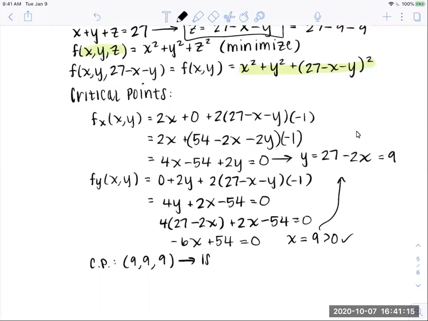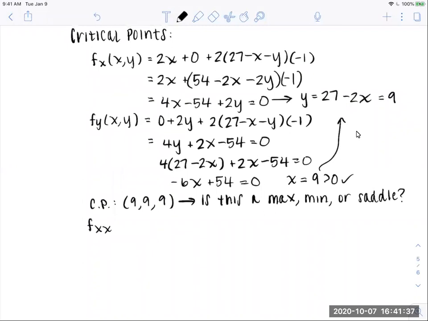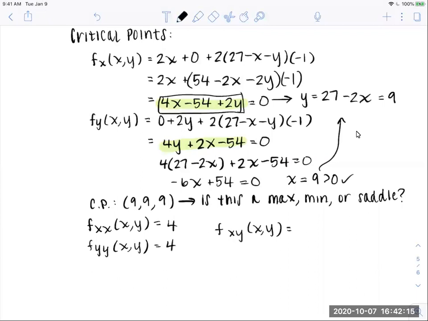And the question remains, is this a max, min, or saddle? Our goal was to minimize the sum of the squares, so we sure hope that it's a minimum, but we don't know yet, so we should prove it. So now let's begin by setting up our D equation. We need to find all of the second order derivatives. When I take the derivative of f sub x with respect to x, I get out 4. When I find f sub yy, I take its derivative with respect to y, and I also get out 4. When I find the mixed second order partial, I take the first derivative and take its partial with respect to y, and I get out 2.